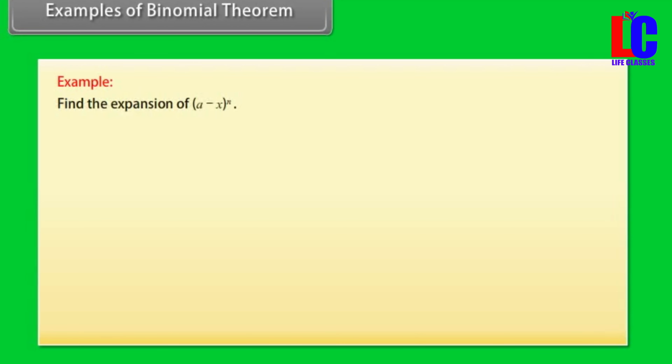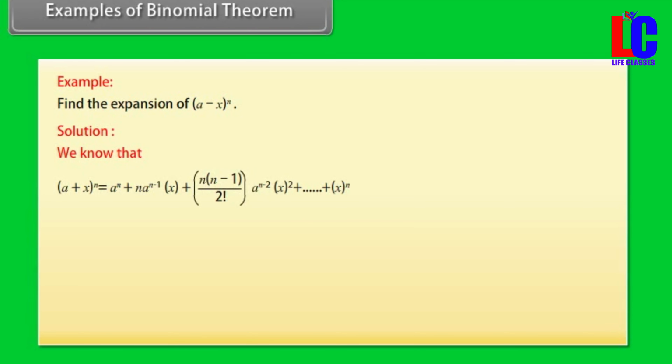Examples of the binomial theorem. Example: find the expansion of (a − x)ⁿ. Solution: we know that (a + x)ⁿ is equal to aⁿ + n times a^(n−1) times x + n(n−1)/2! times a^(n−2) times x², and so on up to xⁿ. Put x equal to −x in the above expansion.